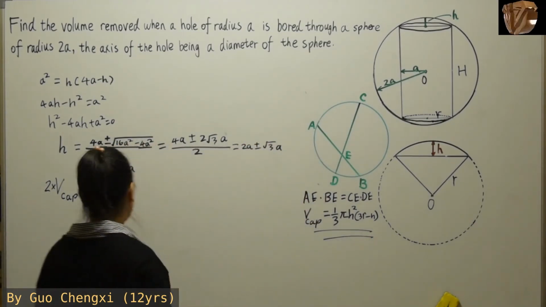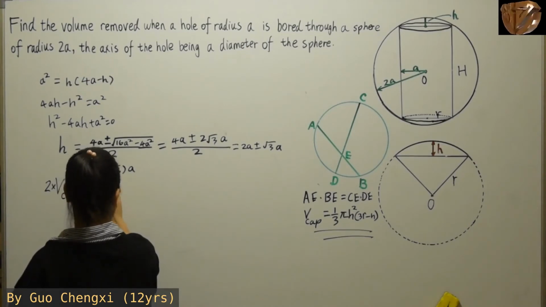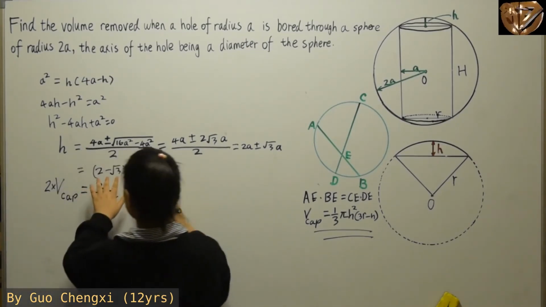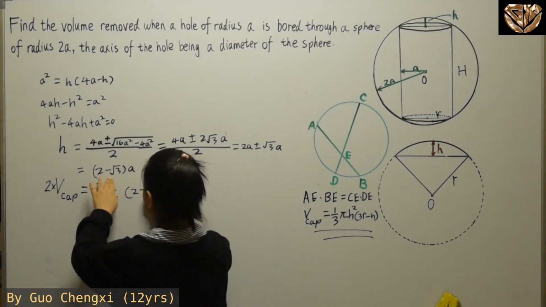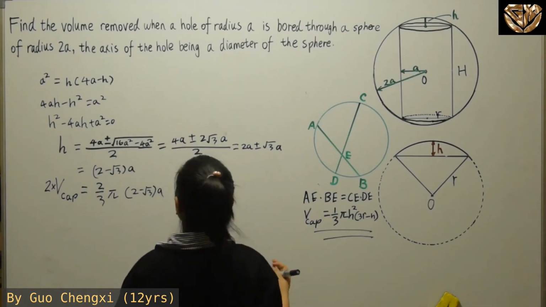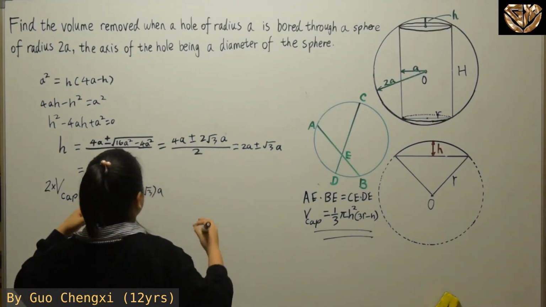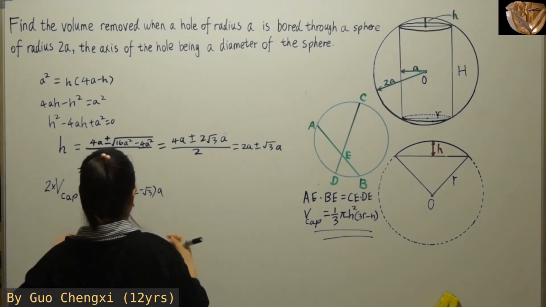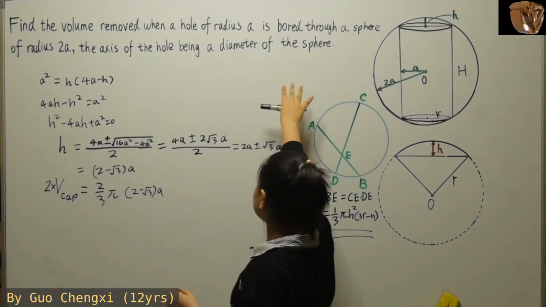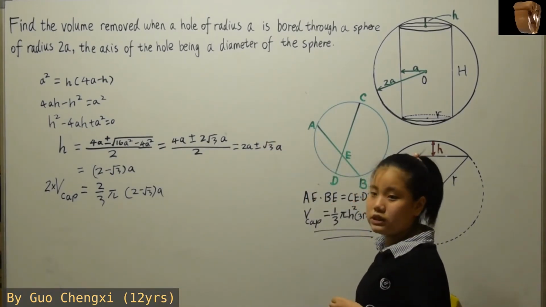So now that we have gotten this part, what we have is basically 2 over 3. Then pi, so what's our h over here? We've already got our h, which is 2 minus square root 3a. The reason why we can put a over here is because this variable over here is already a constant instead of a variable, because it is written in the question, whereas for h we just assume it.